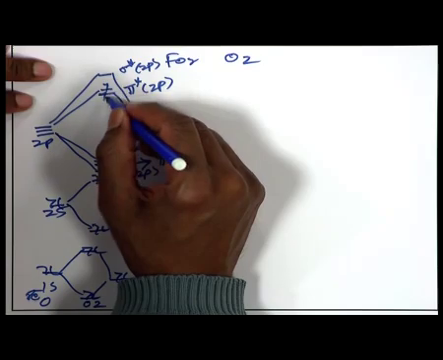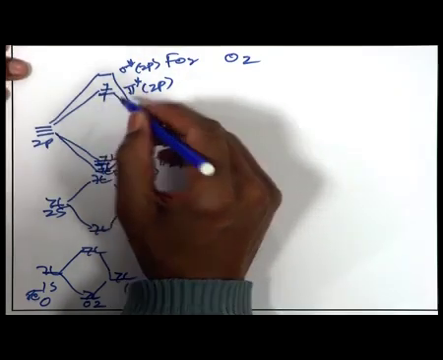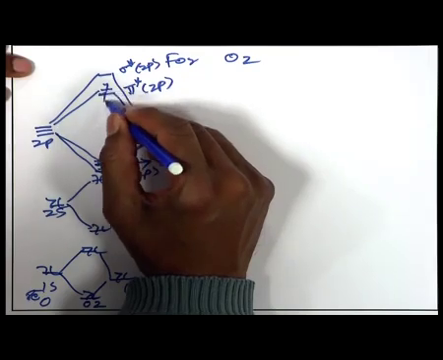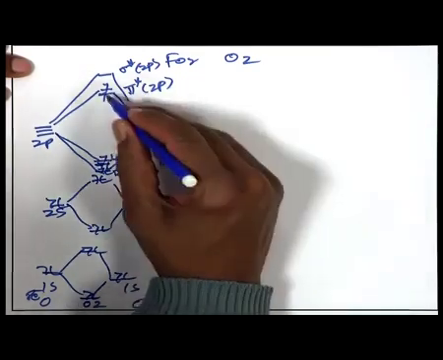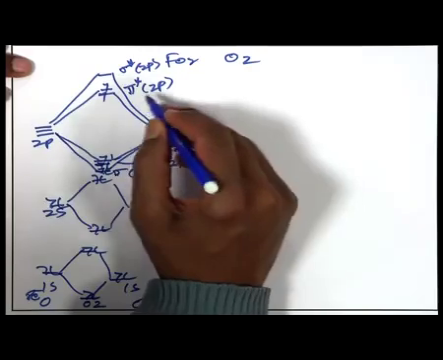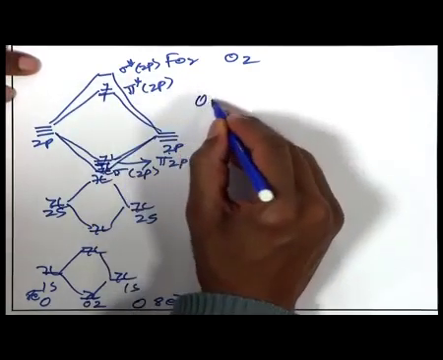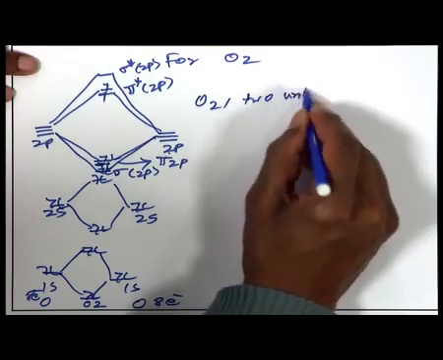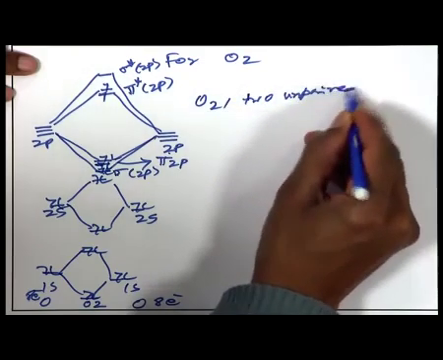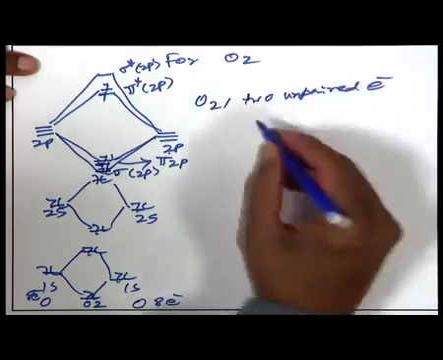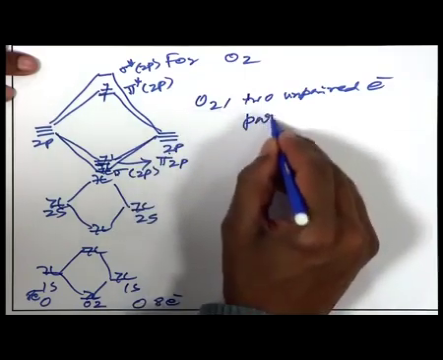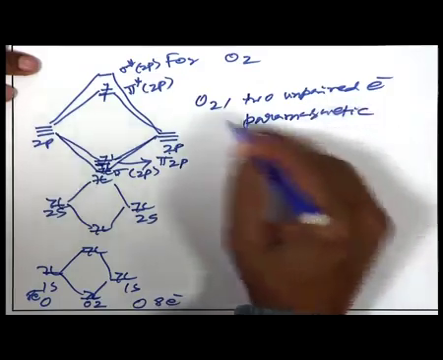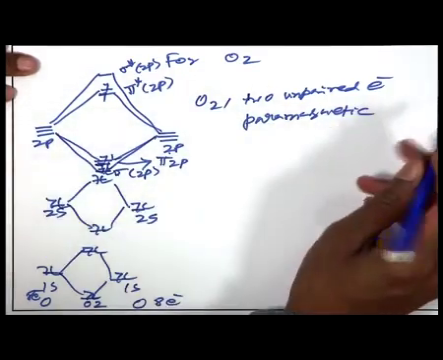Here when you put the 2 more electrons, because these two energy levels are degenerate orbitals, these molecular orbitals should be occupied one by one. So, you have 2 unpaired electrons. So, O2 has 2 unpaired electrons, that means O2 is paramagnetic. Yes, that is correct. Oxygen is paramagnetic in nature.